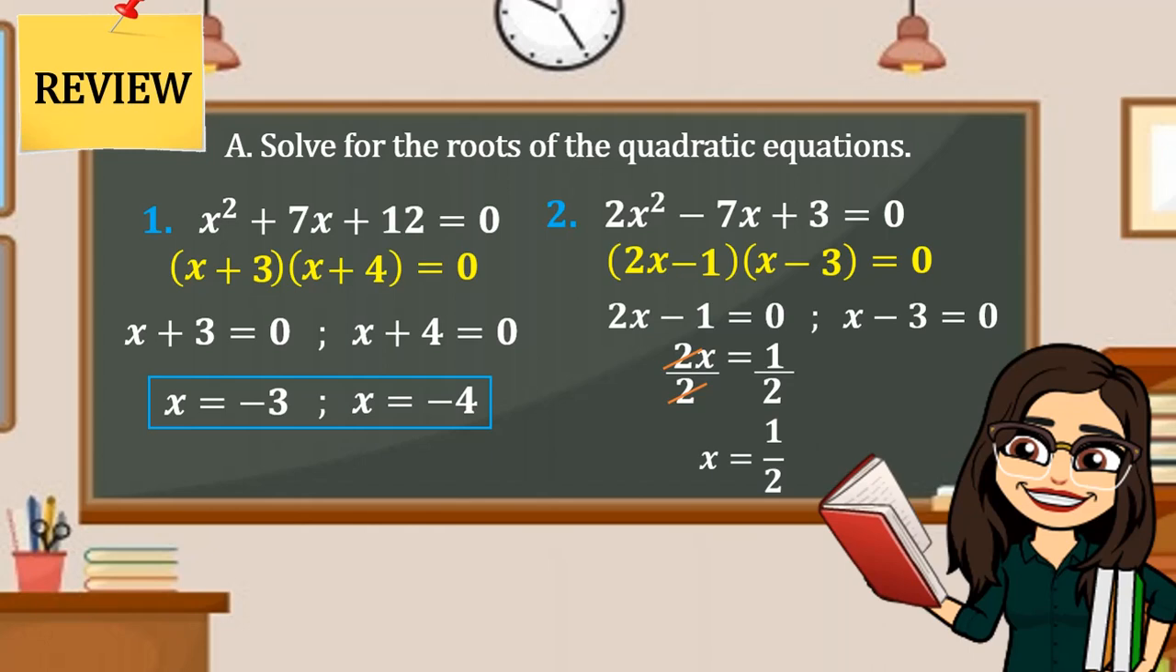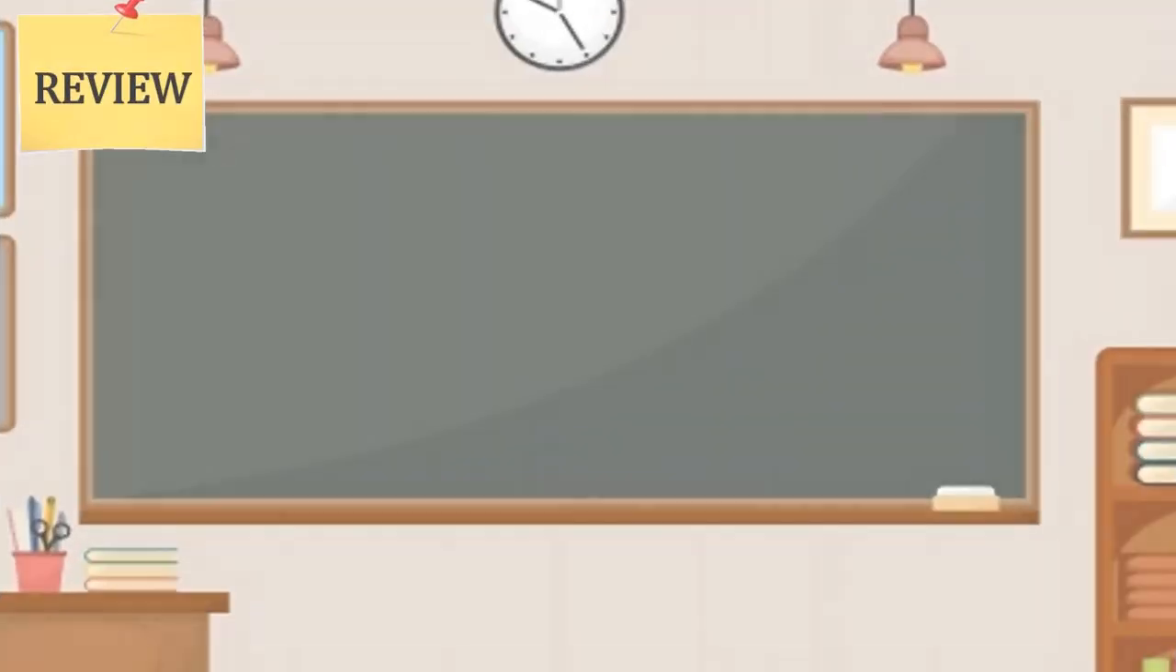And for x minus 3 equals 0, transpose negative 3. And the value now is x equals positive 3. And these are the values of x. I hope you already recall how to solve quadratic equations by factoring. Let us now proceed with the second part of the review.